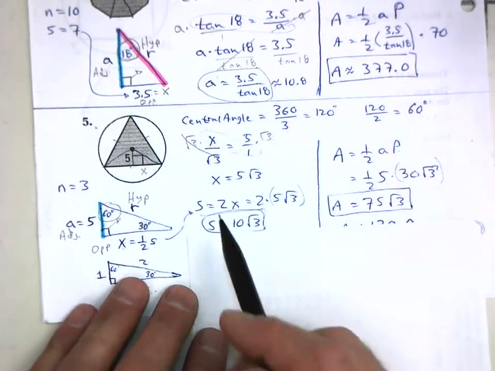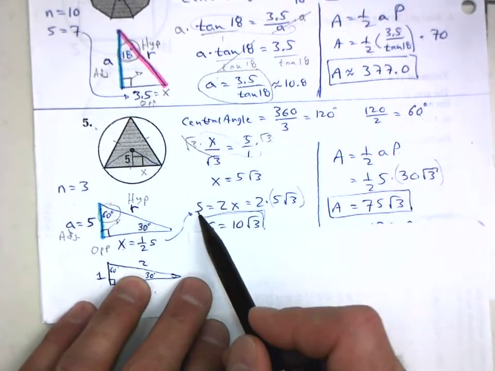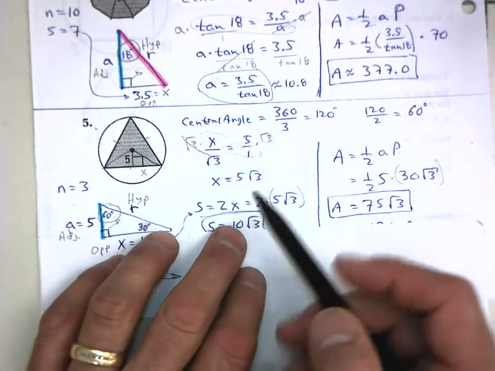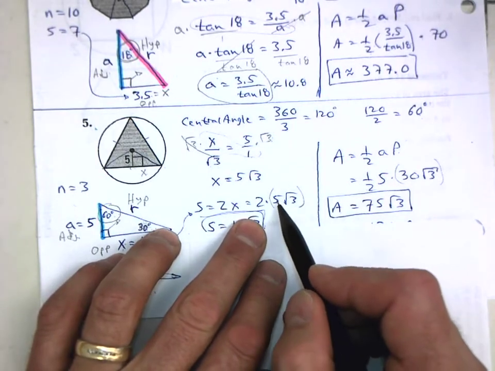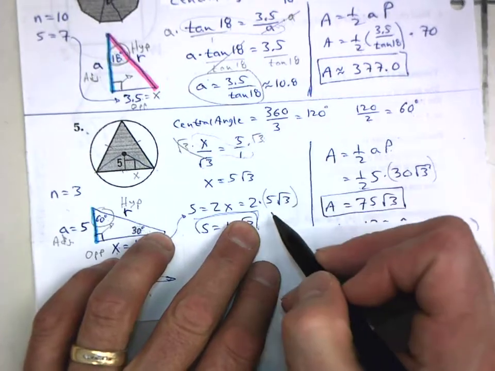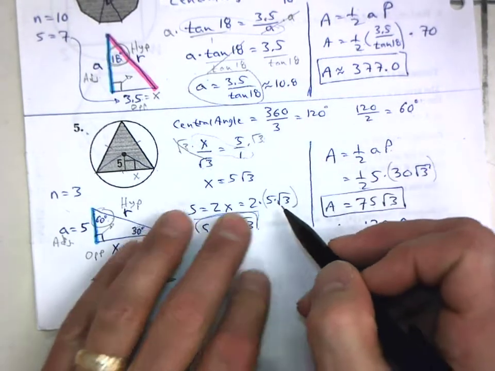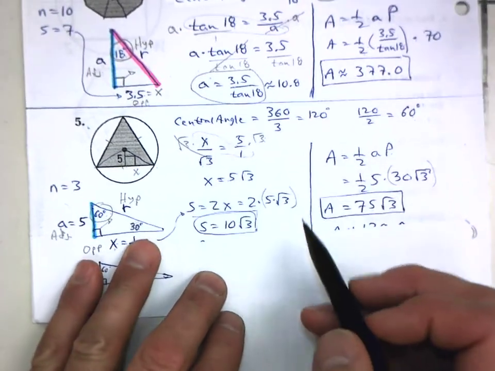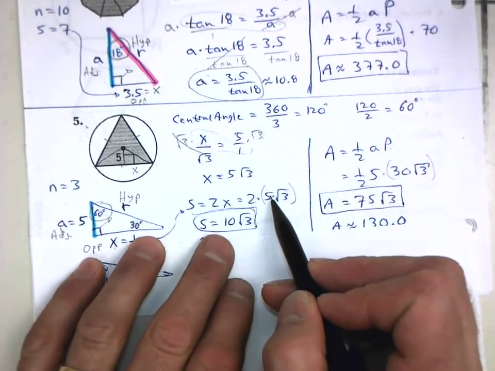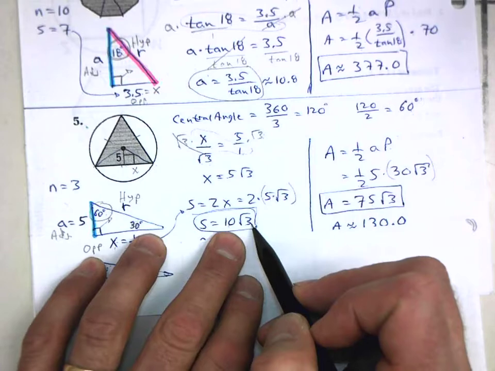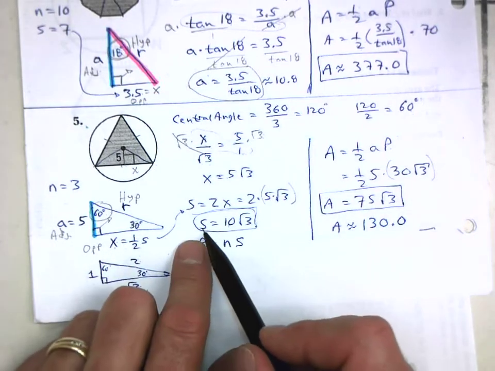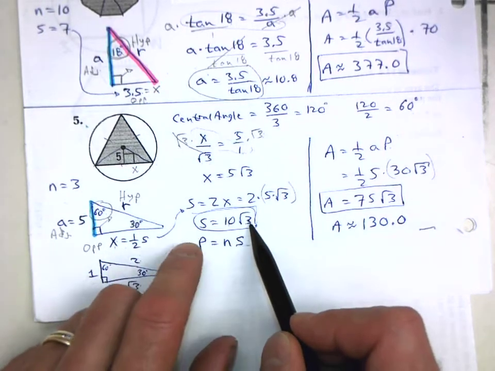So I want to multiply that times 2. So s equals 2 times x, which is 2 times 5 square root of 3. And when I say 5 square root of 3, that's 5 times square root of 3. And so, therefore, I can say 2 times 5, which is 10 times the square root of 3. So my side length is 10 times the square root of 3.